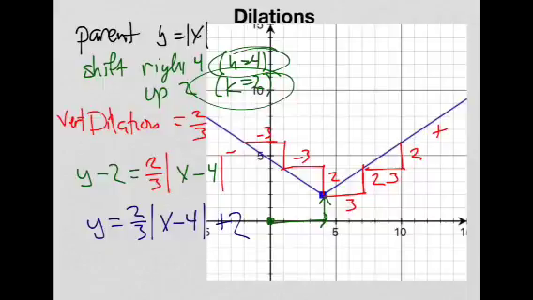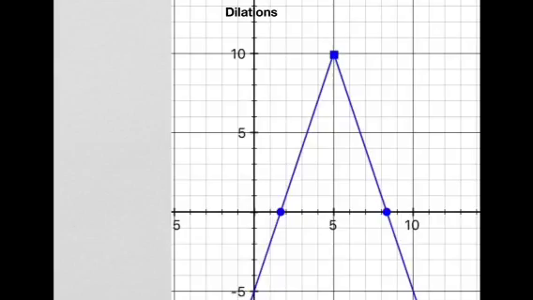Let's just do one more example. In this one, again, it's very obvious. I have my parent is y equals the absolute value of x. Even when this is obvious, it's a good point to start down, write that down, see what you have.